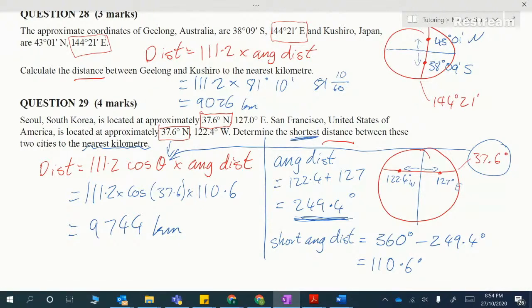So two different distance questions, two different formulas. If they're the same longitude, then you use the normal formula. If they're the same latitude, then you need the formula that has cos in it. If they're in the same hemisphere, subtract. If they're in different hemispheres, add. Make sure you're going the shortest way. That's kind of summing all that up.